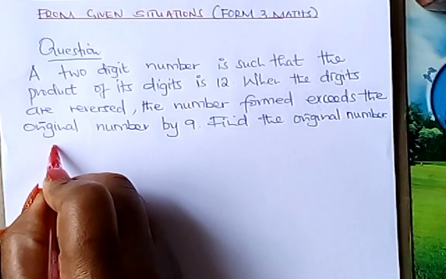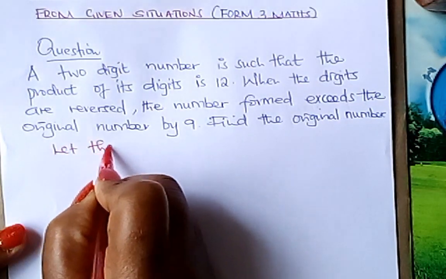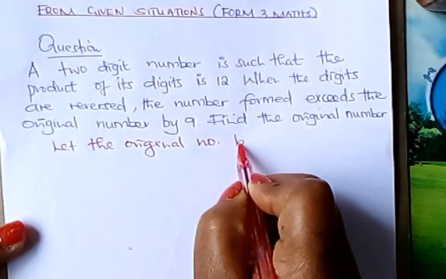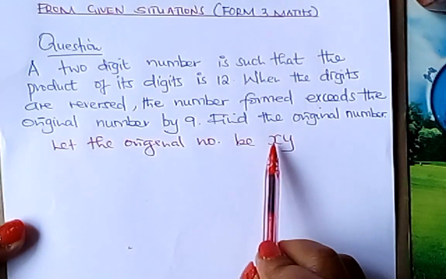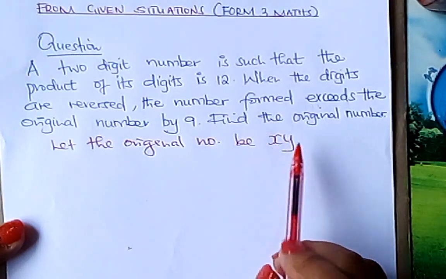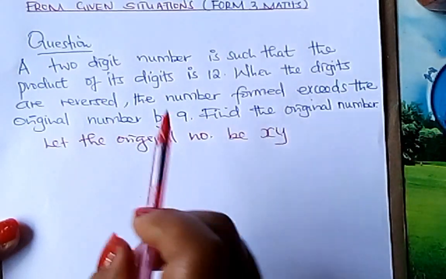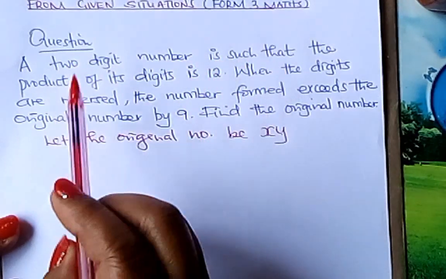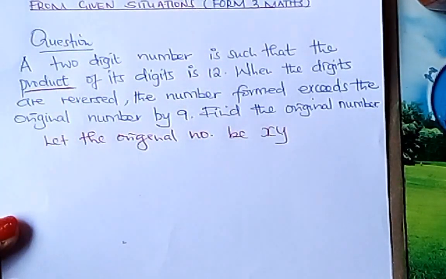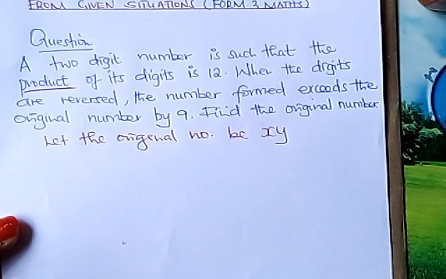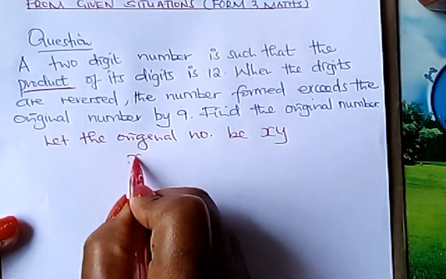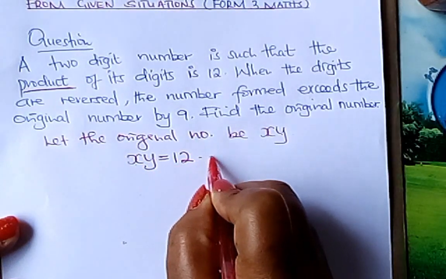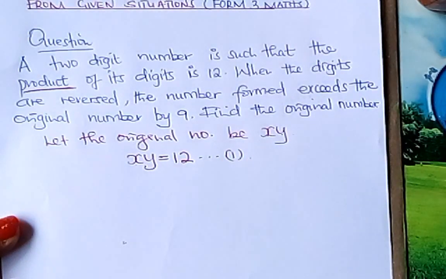So Lana, you come and write, let the original number be xy. It is a two-digit number, x and y. We are told the product, meaning multiplication, of its digits is 12. So it means that x times y is equal to 12. Let that be equation number 1.